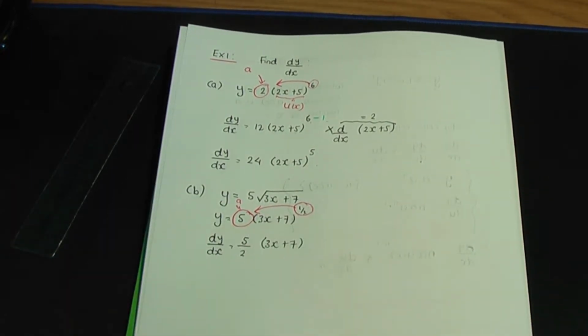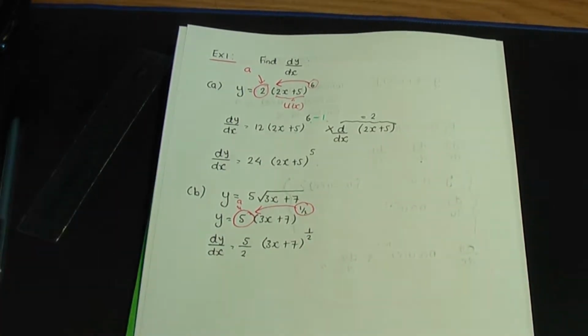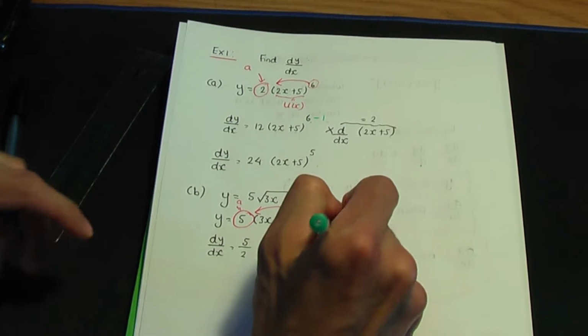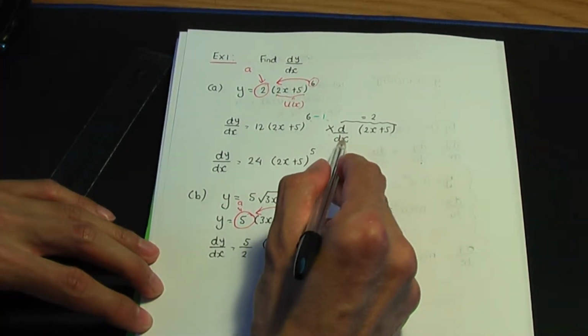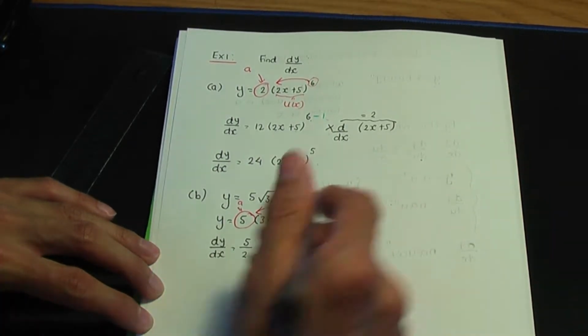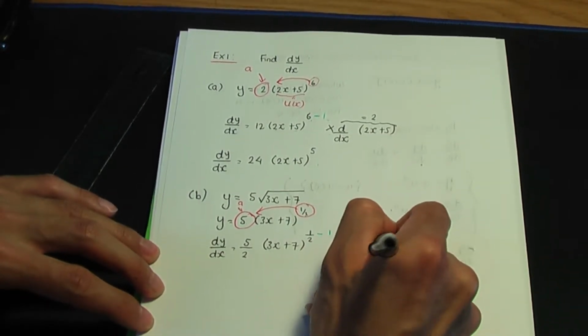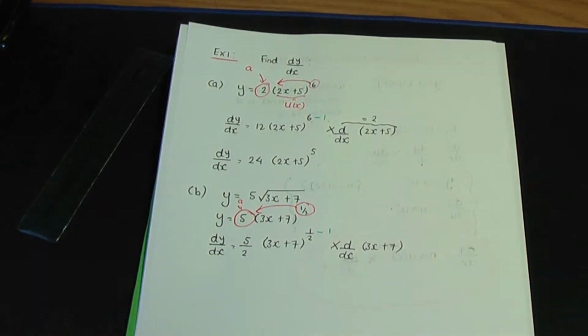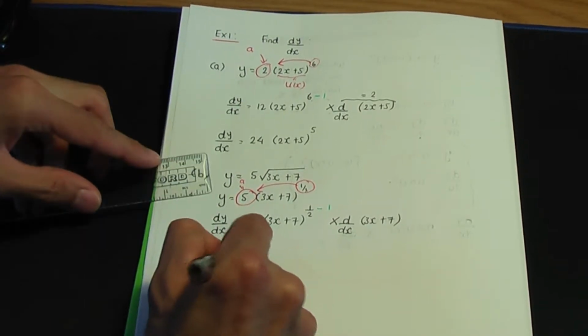Then we take away 1 from the power, so I use the green pen, meaning subtract 1 from the power. So let me be consistent here. So if I take away 1 from the power, it's half minus 1, okay? But you also need to multiply by d by dx of u, and u in this case is 3x plus 7. So multiply by d by dx of our u, which is 3x plus 7. Okay?